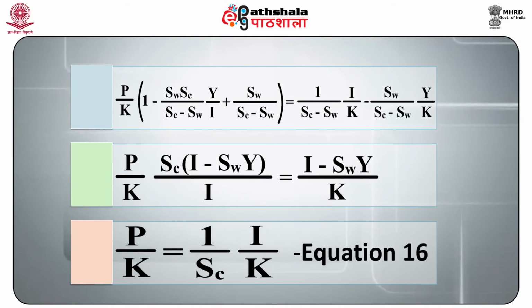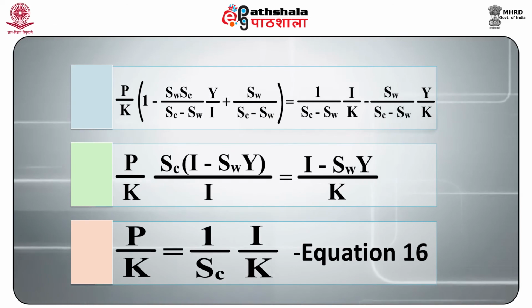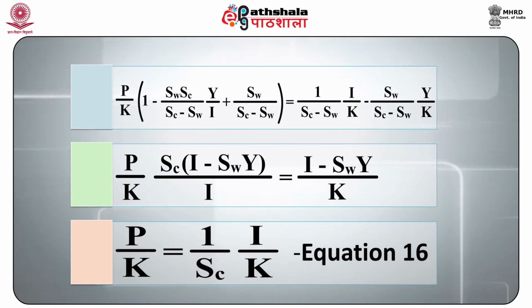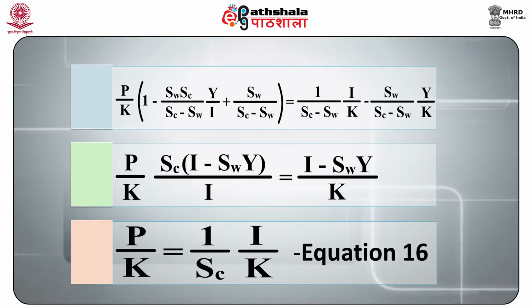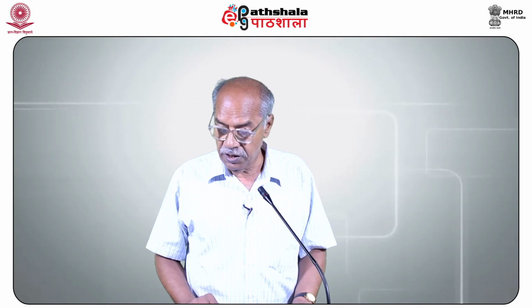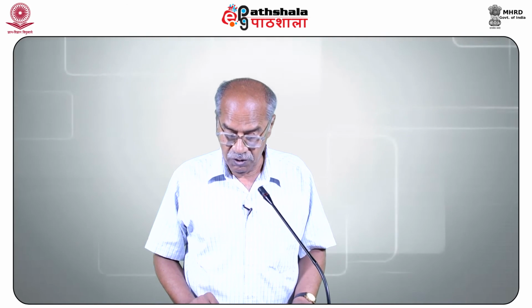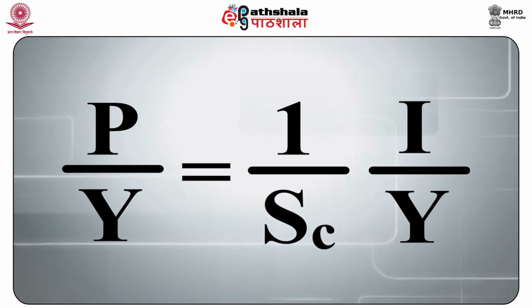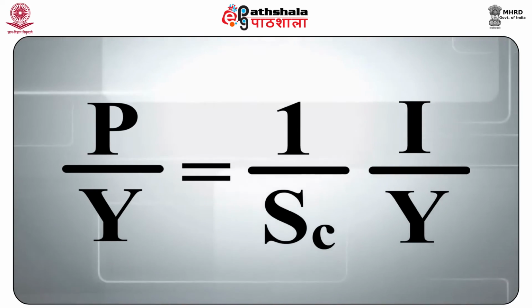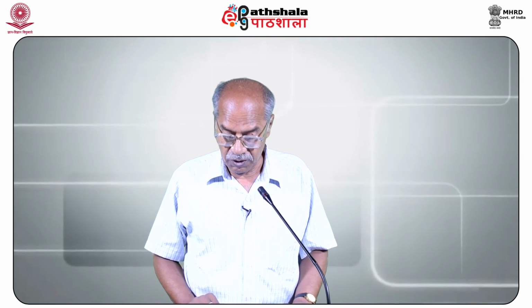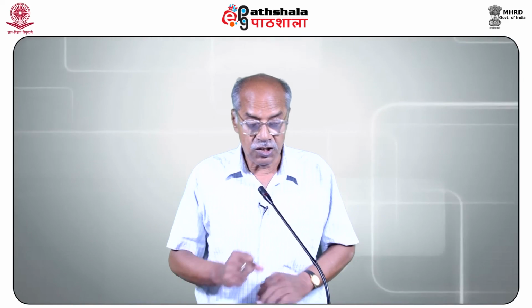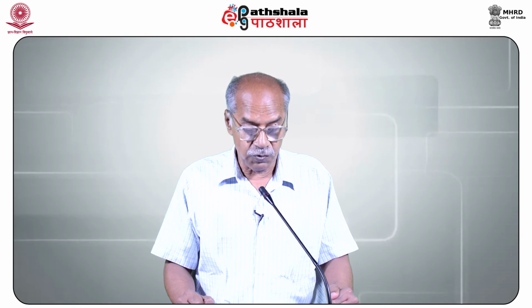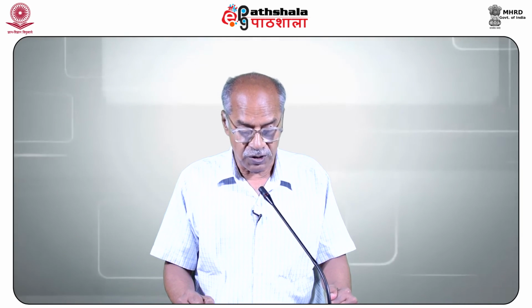And solving this, we get equation 16, which shows that the rate of profit is related to the ratio of investment to capital and the propensity to save of the capitalists. Similarly, from equation 15, we get P upon Y is equal to 1 upon sc times I upon Y. That is, the distribution of income is related to the propensity to save of the capitalists. Now, equations 16 and 17 give the most striking results of the Pasinetti model.